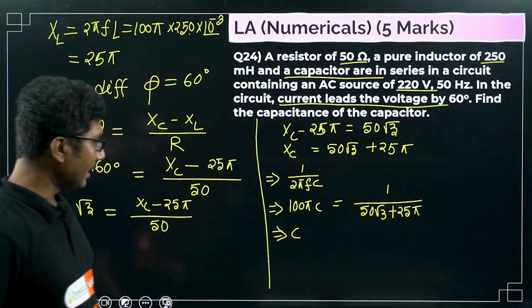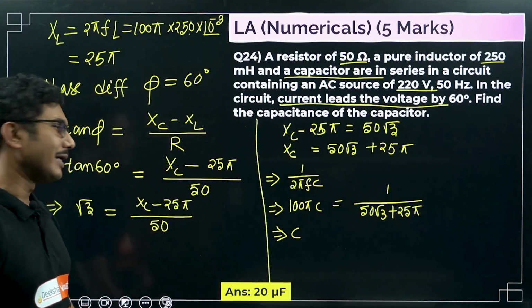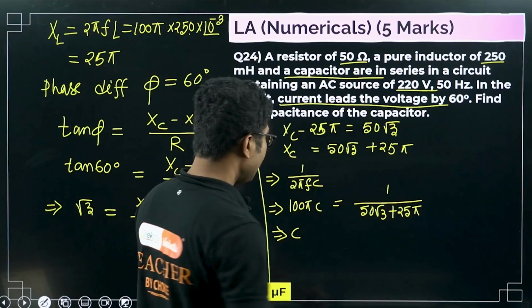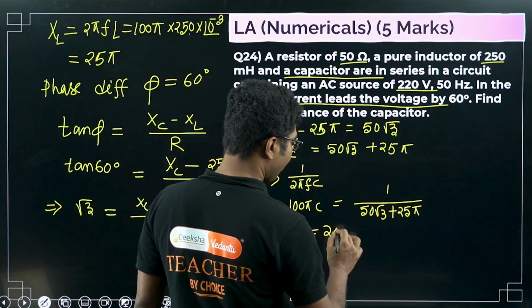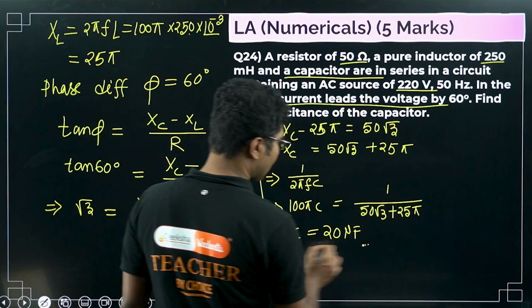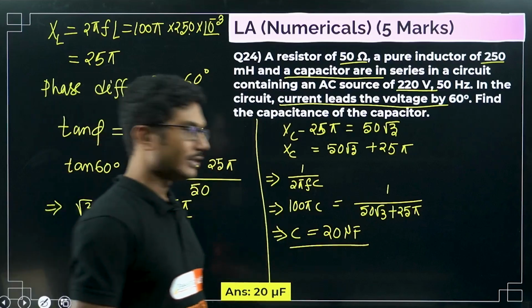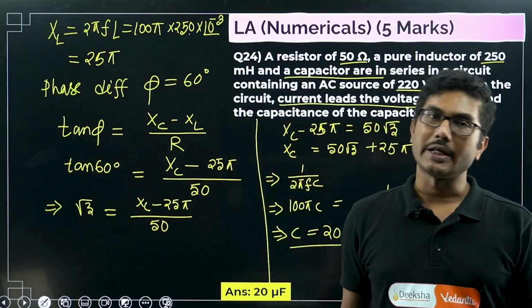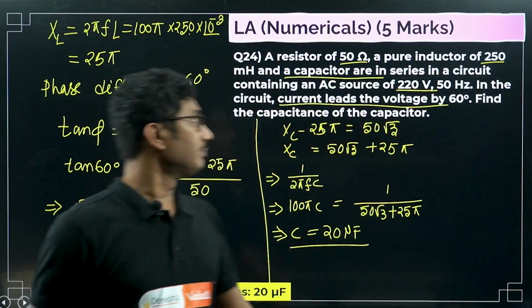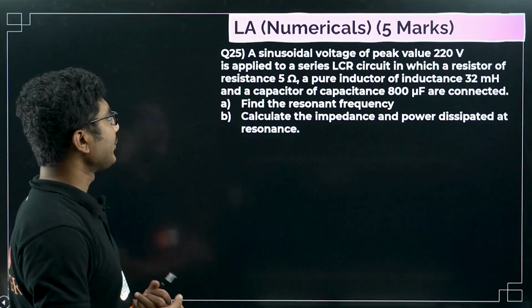And you will get the answer to be 20 microfarad. It will be an approximate value. Check if you get the value 20 microfarad or not. Tell me in the comments below if the value is matching with 20 microfarad or you are getting something else. Now question number 25.